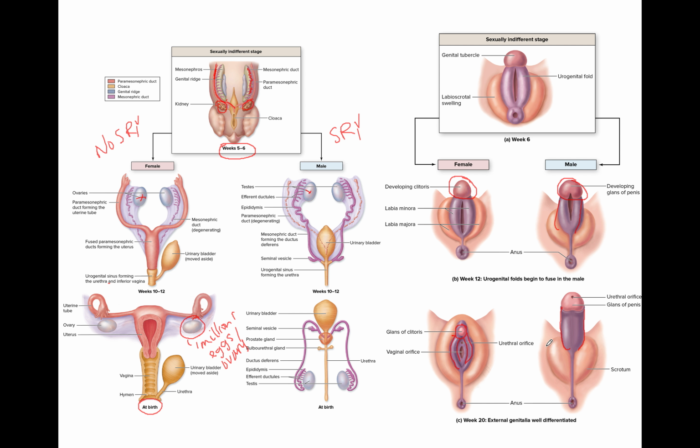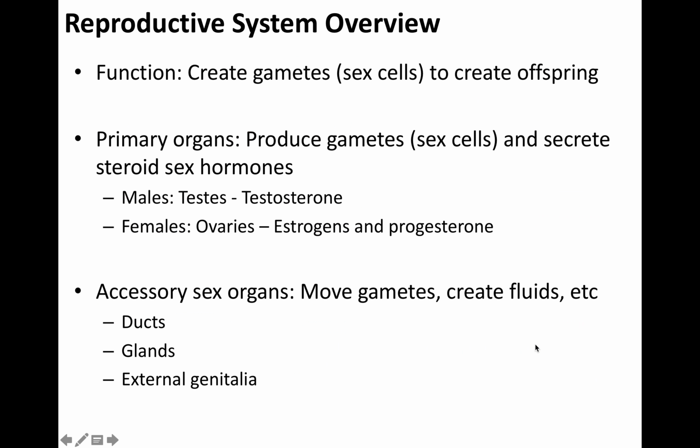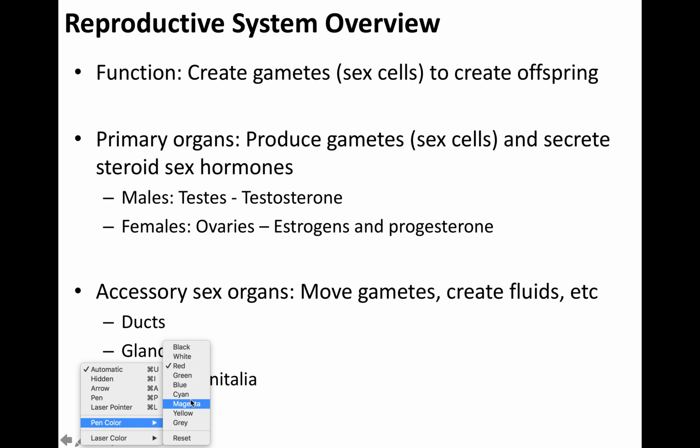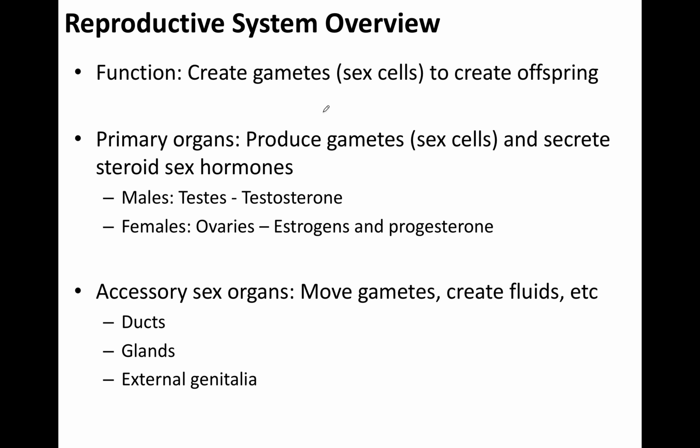So that's how these two things are going to develop differently, forming different external genitalia. So the purpose of the reproductive systems should be pretty straightforward. The function is to create what's known as gametes, or sex cells. So the male reproductive system is going to produce sperm. The female reproductive system is going to produce ovaries.